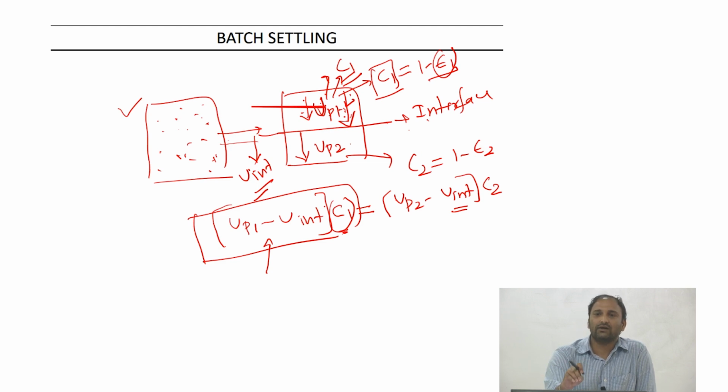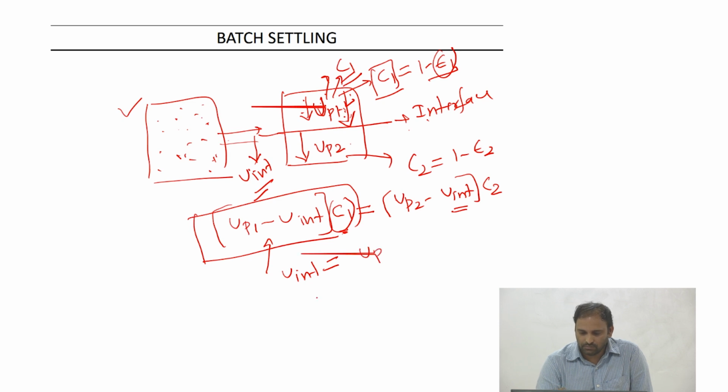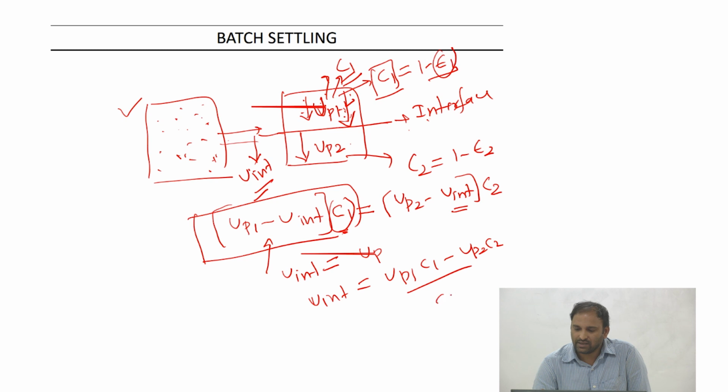Mass flux that is coming down should be the same as the mass flux that is going down, okay. Now from this I can get an expression for u_int, that basically goes as u_int = (up1 C1 - up2 C2) / (C1 - C2), okay.